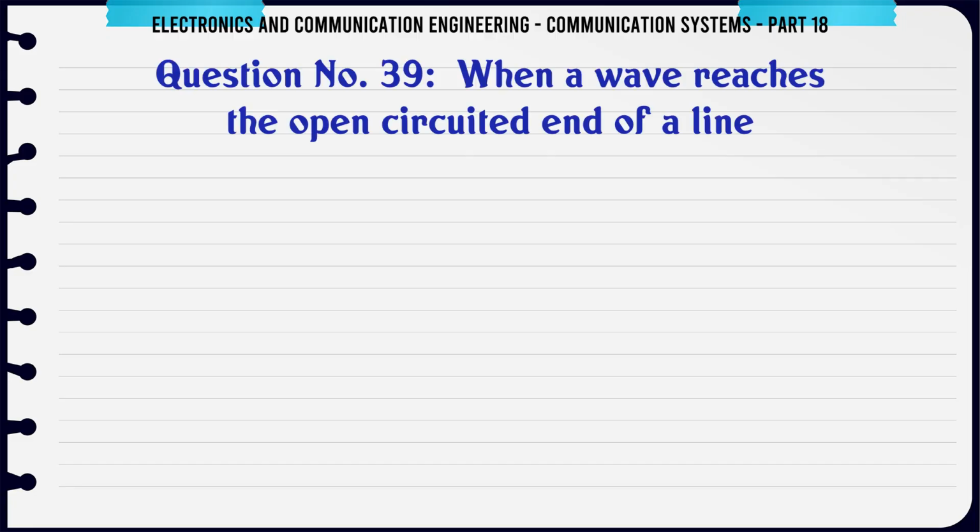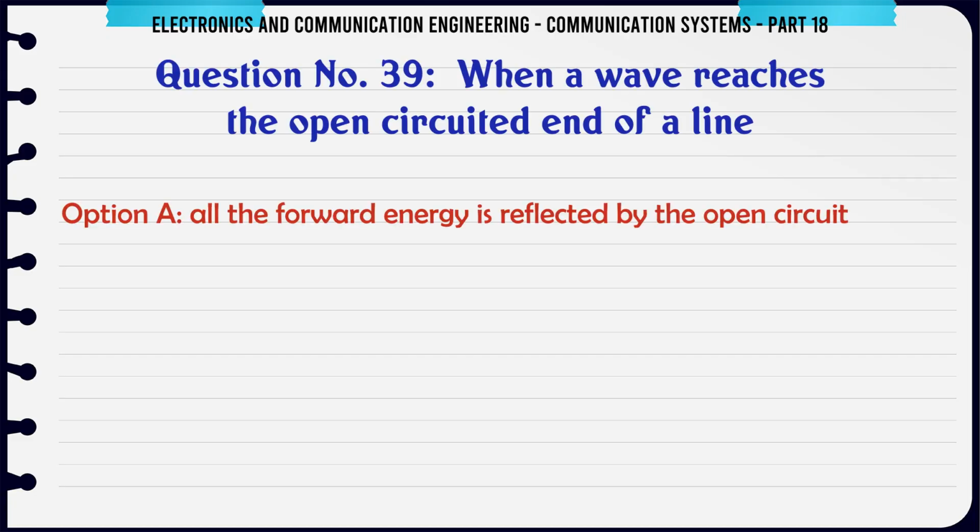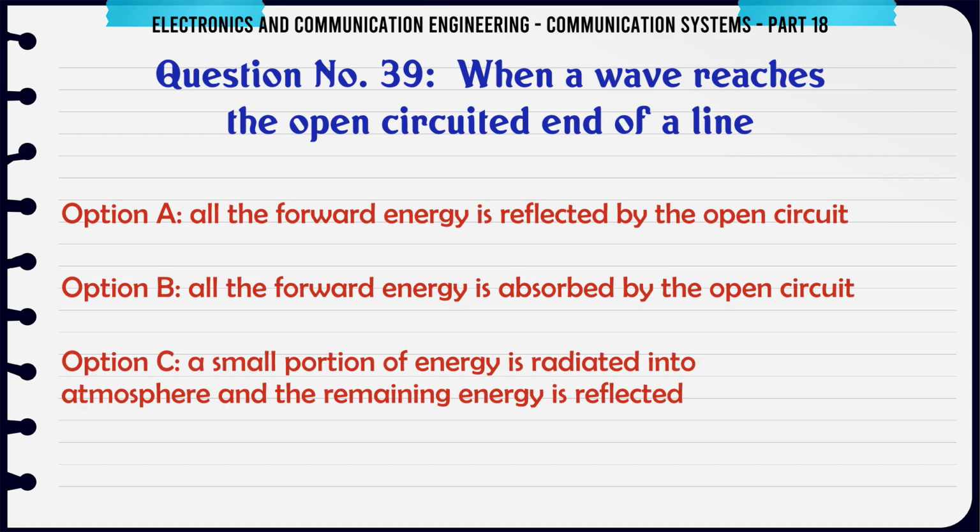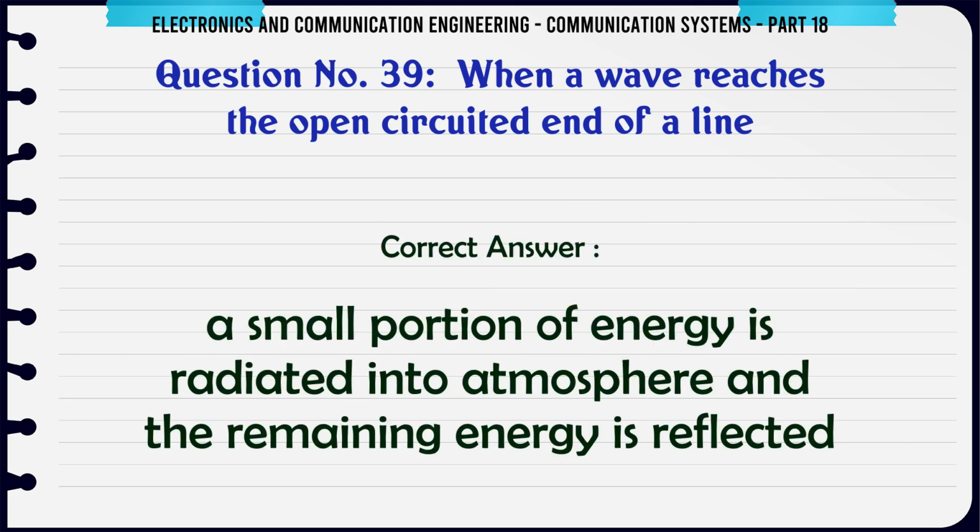When a wave reaches the open-circuited end of a line, A. All the forward energy is reflected by the open circuit. B. All the forward energy is absorbed by the open circuit. C. A small portion of energy is radiated into atmosphere and the remaining energy is reflected. D. Either A or B. The correct answer is a small portion of energy is radiated into atmosphere and the remaining energy is reflected.